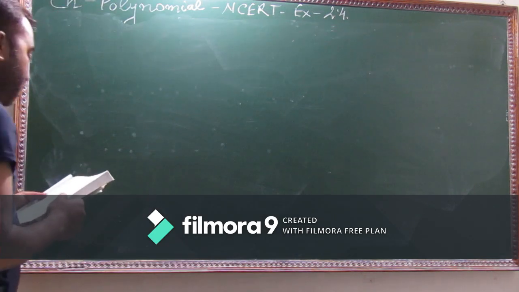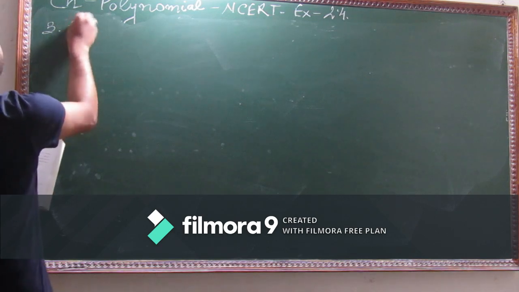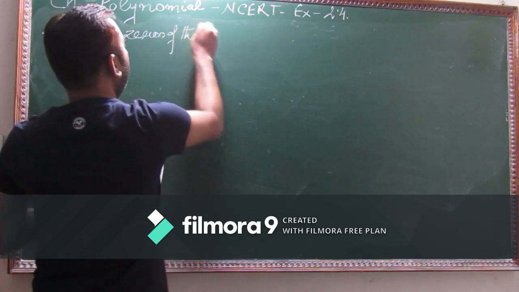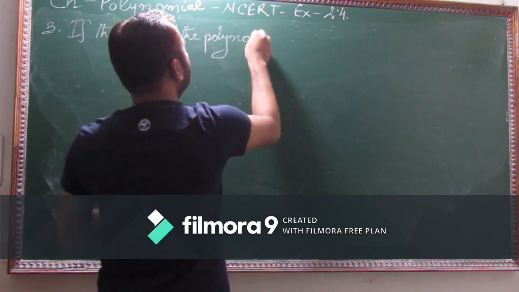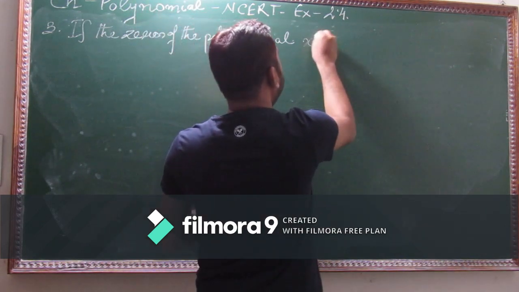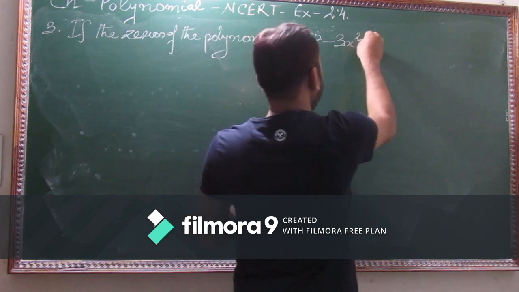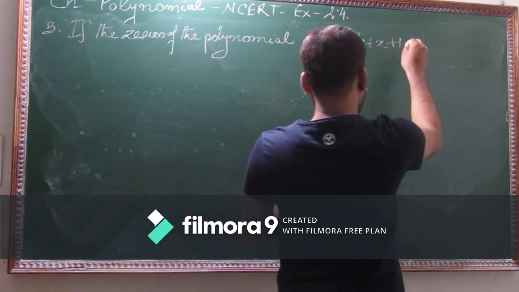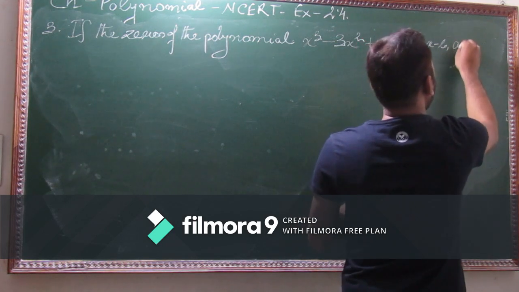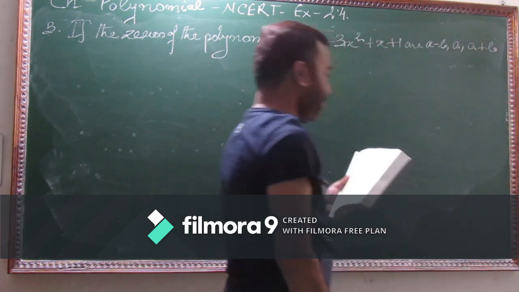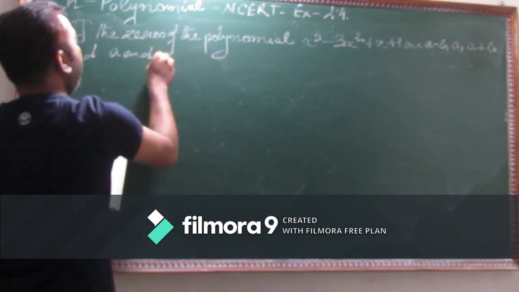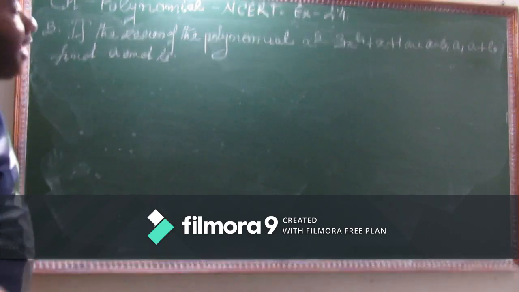What is the question? Question number 3 says that if the zeros of the polynomial, the given polynomial x cube minus 3x square plus x plus 1, are a minus b, a, and a plus b, find a and b. I need to find the value of a and b.